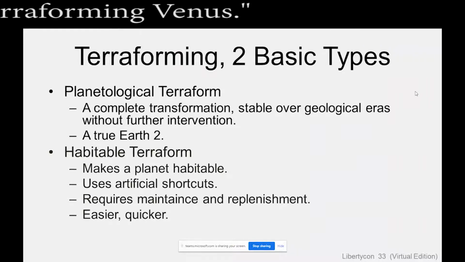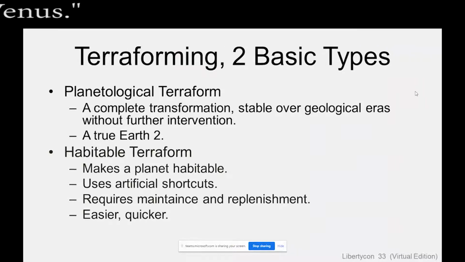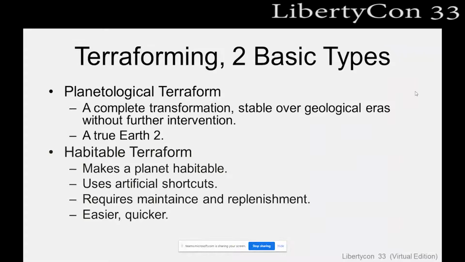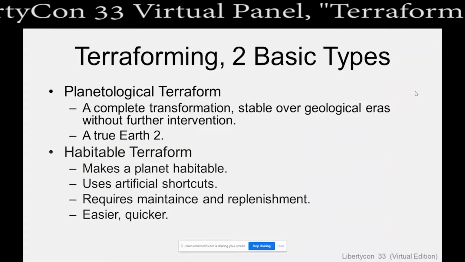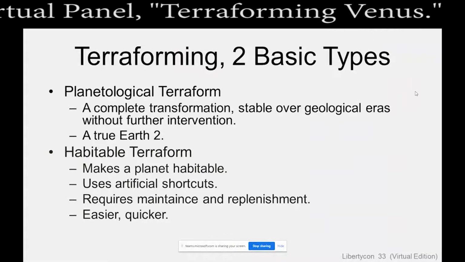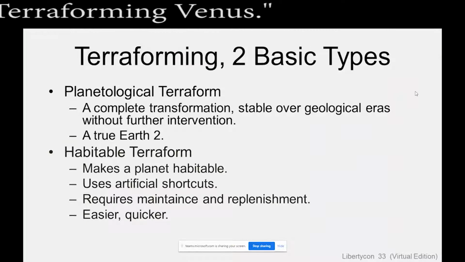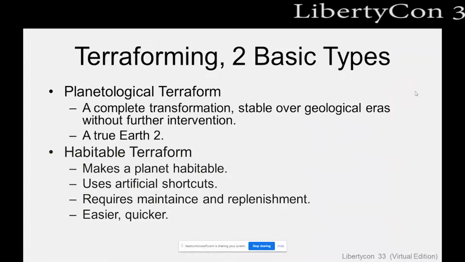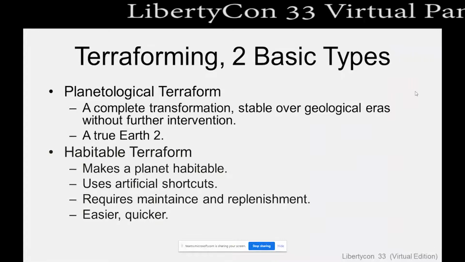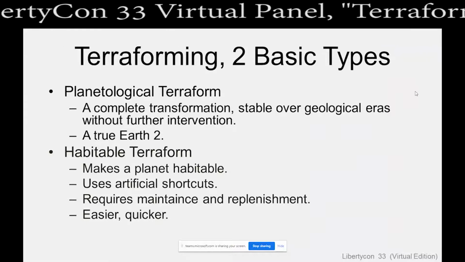The second type is habitable terraform, and what that does is make a planet habitable. We use artificial shortcuts, geoengineering, megastructures. It will require periodic maintenance and replenishment. On the other hand, it's usually easier and quicker than the first type. And I'll be talking mainly about the second type, the habitable terraform.